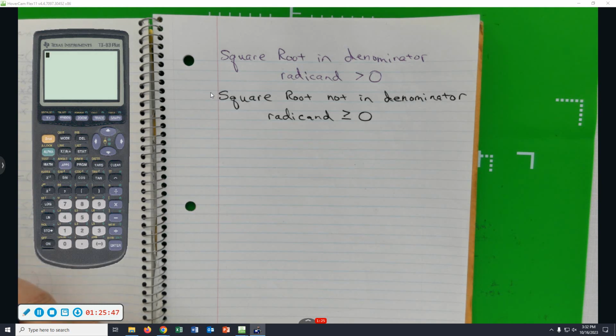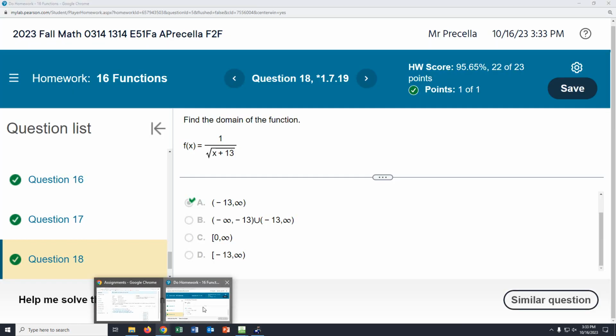Any questions there? That was a good question. Need to make sure y'all follow our logic. If the square root is in the denominator, you don't want to wind up with a denominator of 0, so just set the radicand greater than 0. Any other questions there? We're not through. I know there's some more.